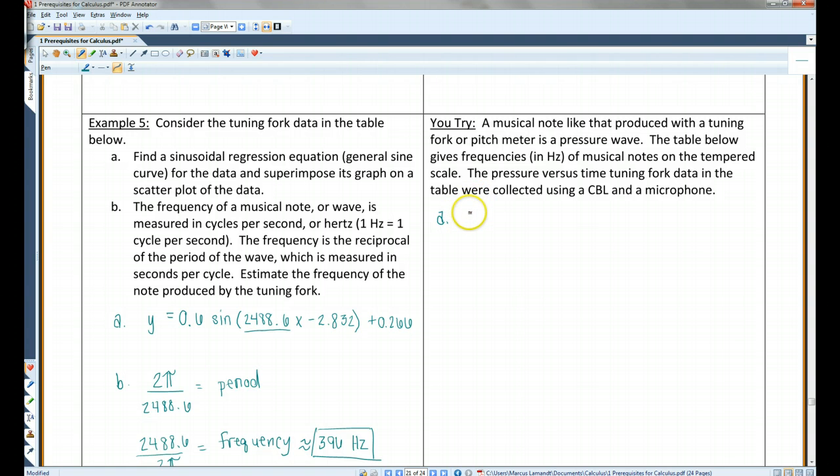The equation is, let's see here, y equals 1.543 sine of 2488.6 x minus 0.494, plus 0.438. Okay, so that's the equation. You would use the same steps as those other couple problems that we did with tables. You would make a scatter plot, find a best fit line, etc. So go ahead and pause here, see if you can figure out the frequency.